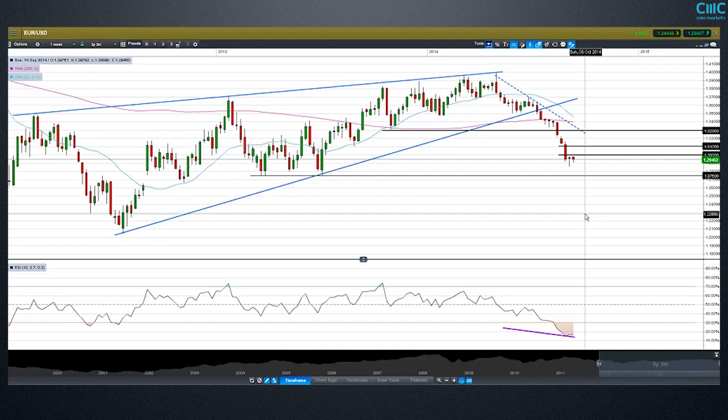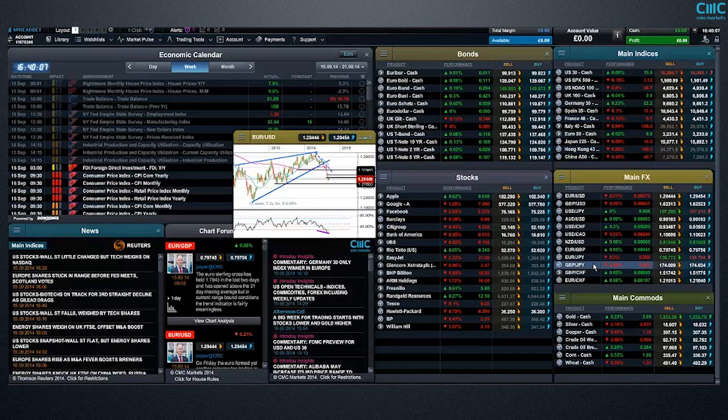Arguably, if the Swiss National Bank did, as they've alluded to at the end of last week, pursue negative interest rates, that could end up being a bigger driver, particularly for the Euro Swiss, if we just pull that up now.